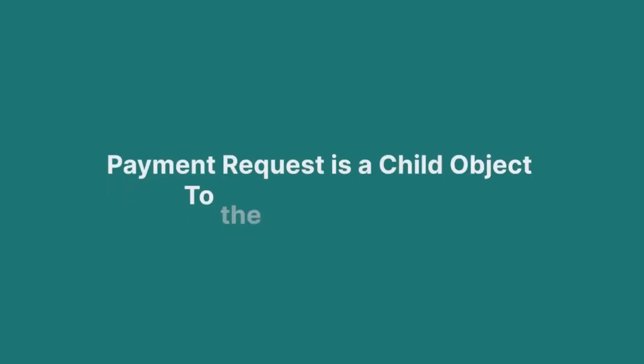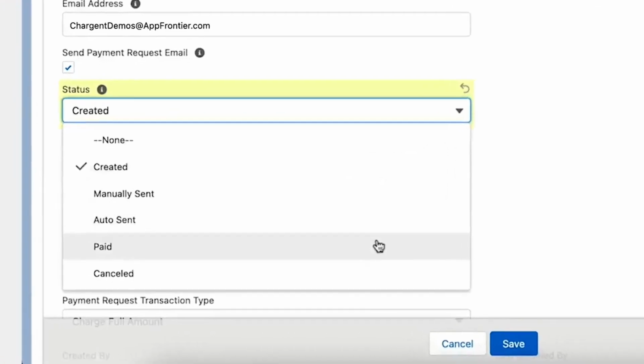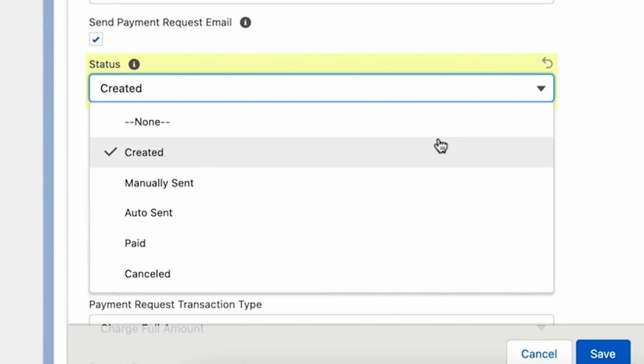Let's review a little background about these features and objects in case you're not familiar. Payment request is a child object to the Chargent order. A payment request record has a few different statuses, but the ones we are using today are created or paid. Once paid, the link is no longer active, which prevents customers from overpaying. The Chargent order object is where the recurring billing fields and payment information are configured. You'll see how these two tie together as we move through the flow.